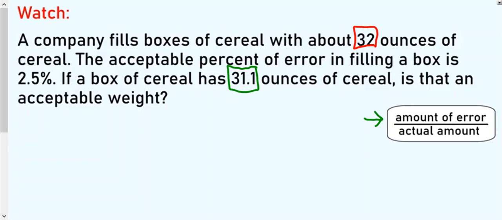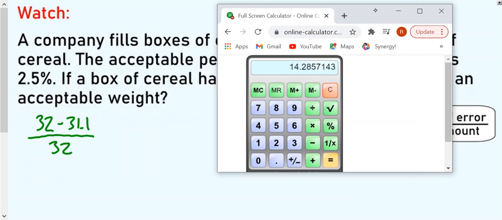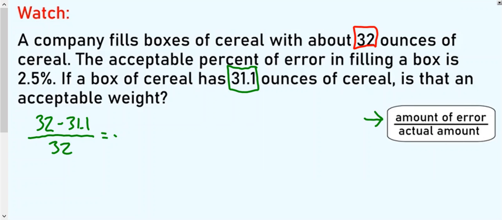Alright, so here we go. Amount of error. The big number is 32, and the smaller number is 31.1. And then the actual amount of what it is supposed to be is 32, so we're going to divide by that. If we bring our calculator here, we say 32 minus 31.1, we have a decimal of 0.9, and we're going to divide that by 32.